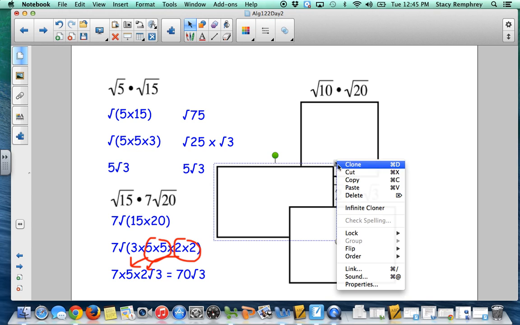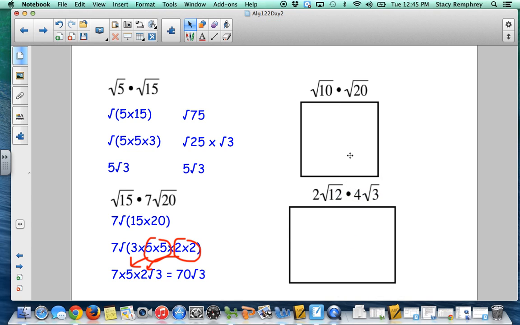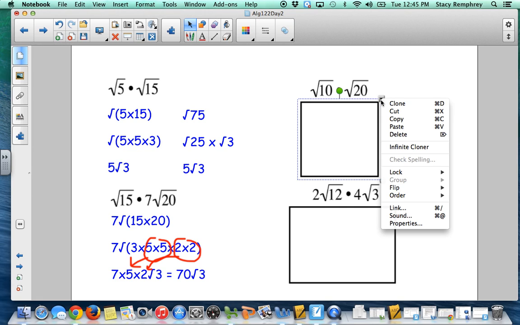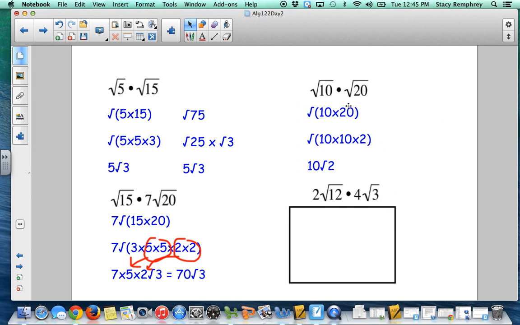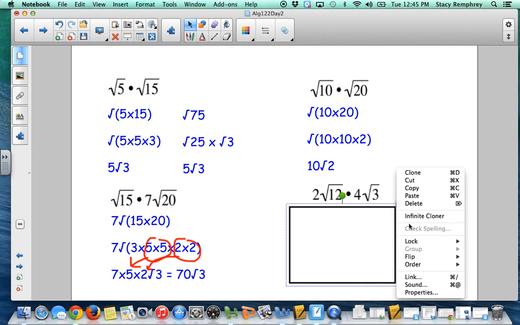What I'd like you to do now is try the other 2 on this side. So try these 2 and then come back. All right, here you can see what I did. You should have gotten 10 root 2. You'll see I didn't go to primes here, but I saw that there was another factor of 10 in here. Again, a lot of different ways to think about it.